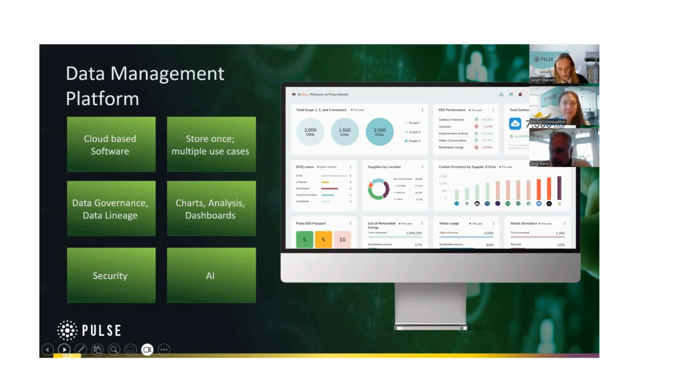And on the platform, we've got a dashboard that's packed with charting and reporting tools, charts and graphs, which are easily downloaded and exported into your board reports and sustainability reports. There's so much more to the platform, but what I want to get across is that it's really key that you can store your data once and manage it in different ways, and also that we've got different expert-led solutions that we can offer.